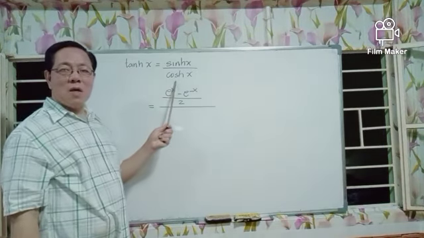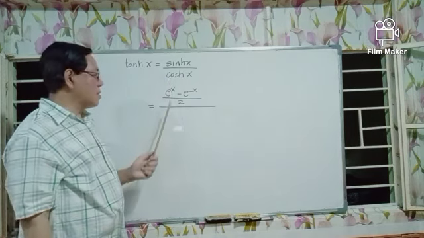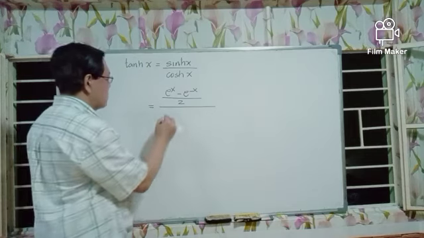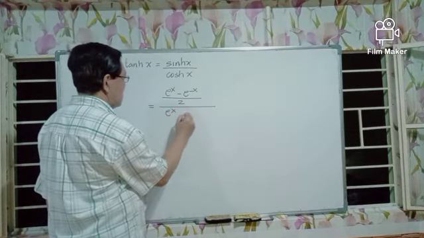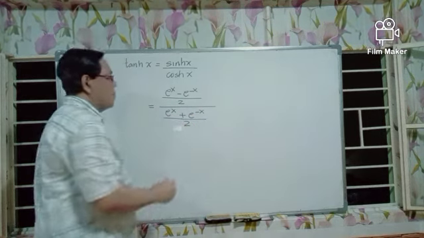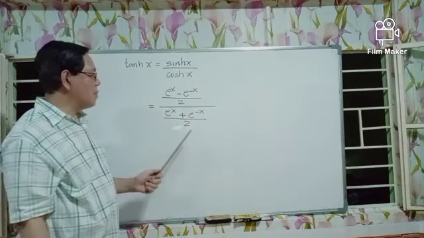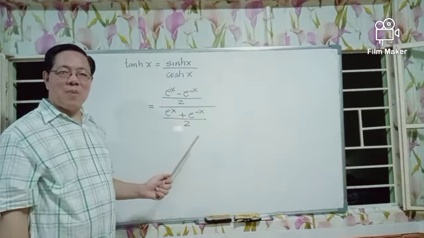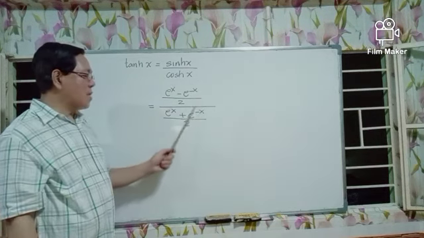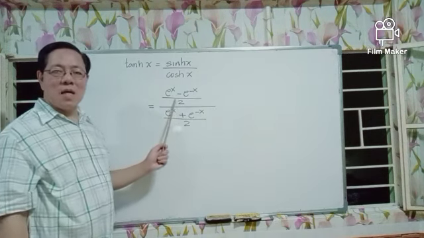Divide by hyperbolic cosine of x. Hyperbolic cosine of x is defined as e to the x plus e to the minus x all over 2. And this looks like a complex fraction in algebra. And we simplify this complex fraction by multiplying the numerator by the reciprocal of the denominator. And you would see that 2 would cancel out.